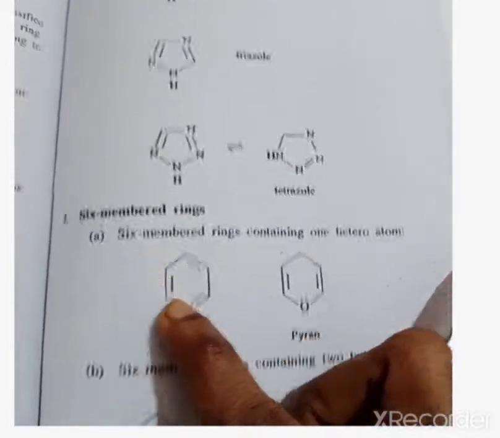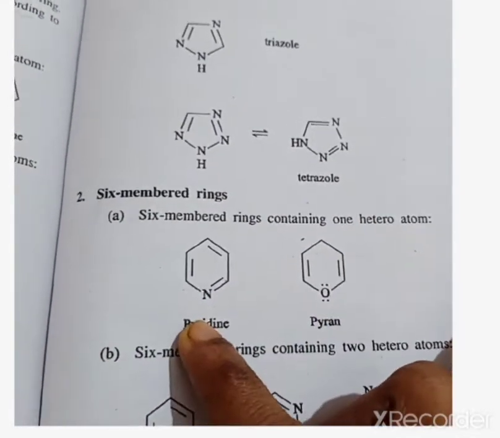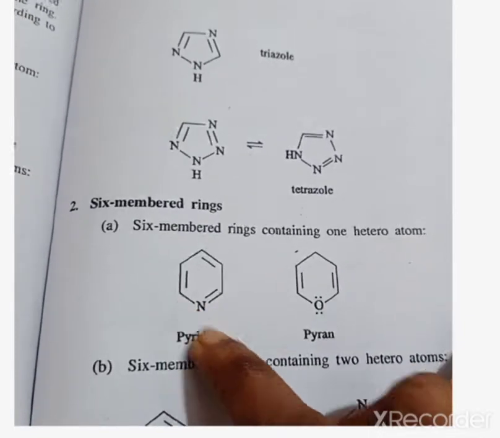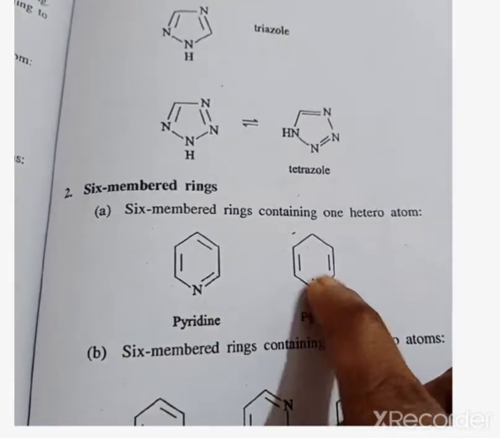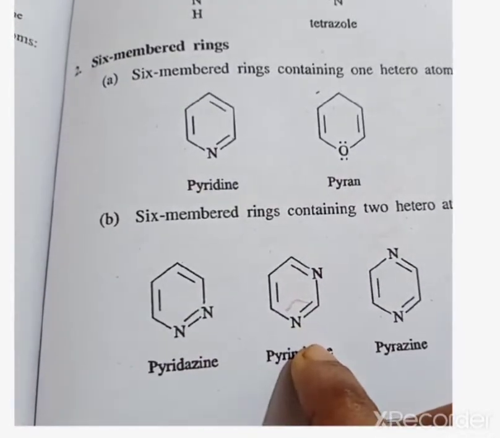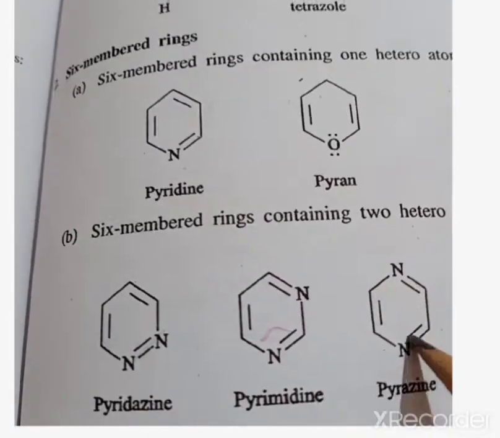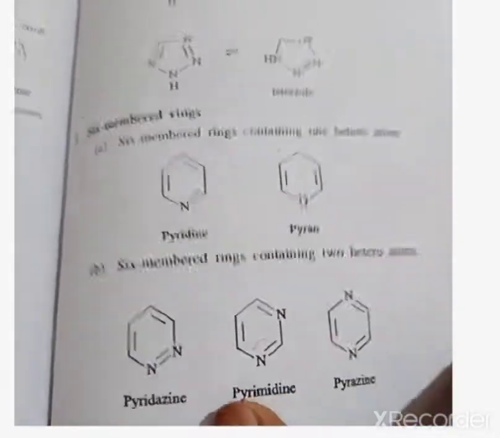Next are 6 membered rings. 6 membered rings also contain 1 heteroatom, like pyridine and pyran. They can contain 2 heteroatoms, like pyridazine, pyrimidine, and pyrazine. So these are 6 membered rings with 2 heteroatoms. This is the general classification.